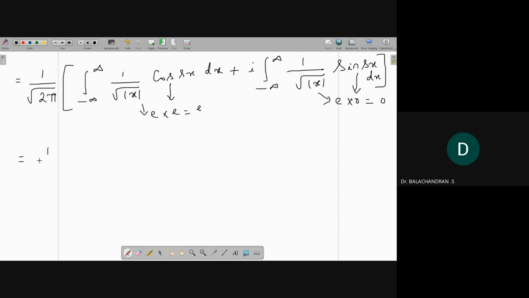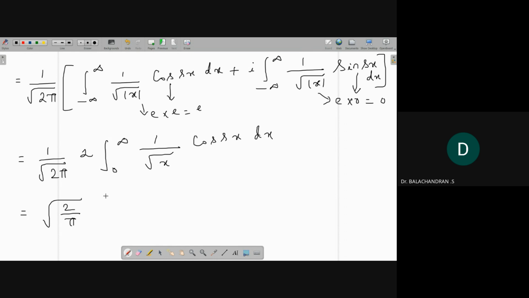2 times 1 by root 2 pi, 2 times integral from 0 to infinity. In this interval, because x is positive, I don't want to write mod x here. Instead of mod x, I'll just write x into cos sx into dx. Okay, so now this is nothing but root 2 by pi, integral 0 to infinity.